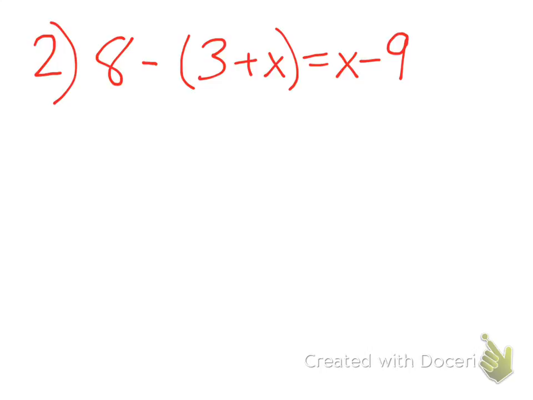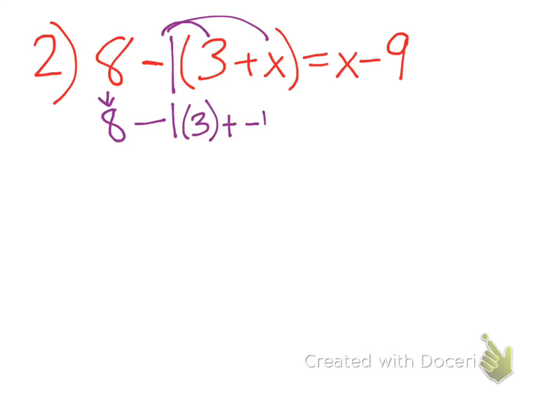So, what am I distributing here? What's right in front of the parentheses? A negative 1. So the 8 is not changing at all. The 8 just drops straight down. I am multiplying the parentheses by a negative 1. So negative 1 times 3 plus negative 1 times x. And then nothing changes on the right side either. Any questions so far?